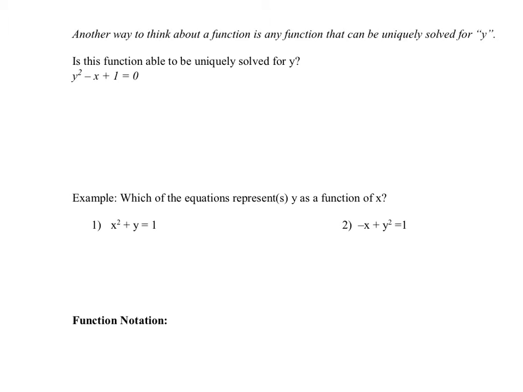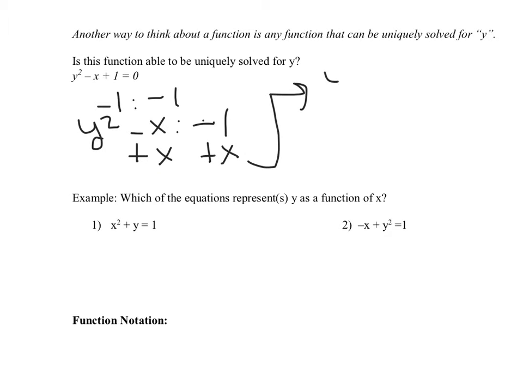So we begin solving for y by subtracting 1 from both sides of the equal sign. We get y squared minus x equals a negative 1. Then we add the x, and we get y squared equals x minus 1.